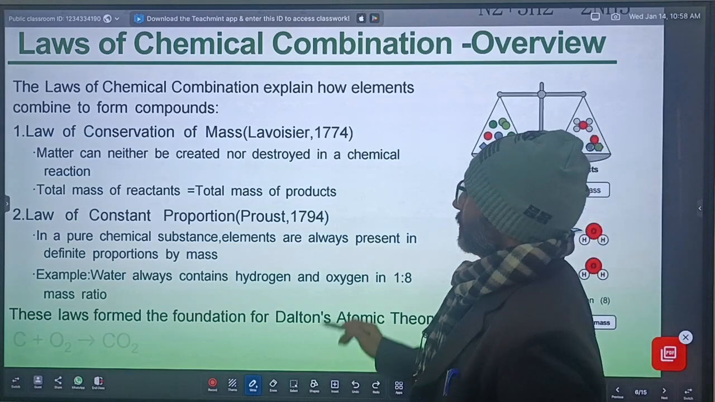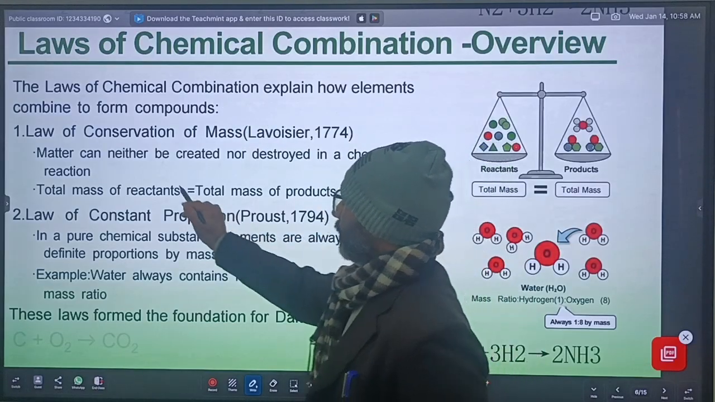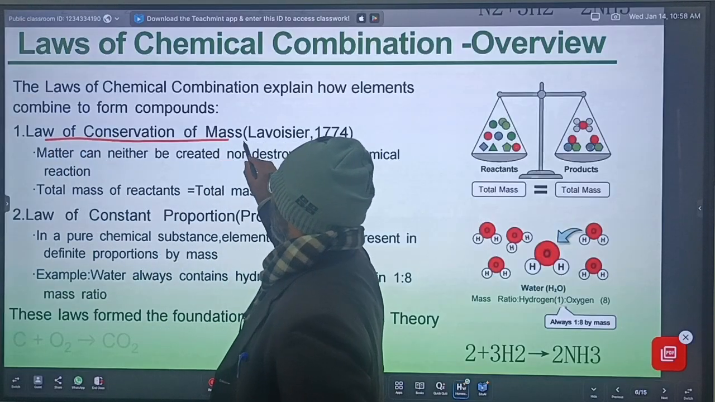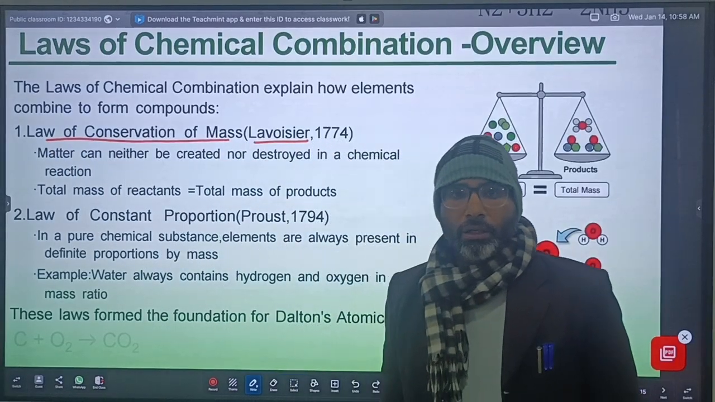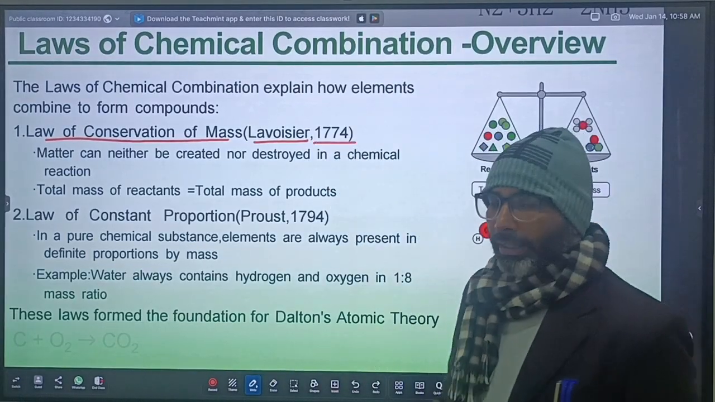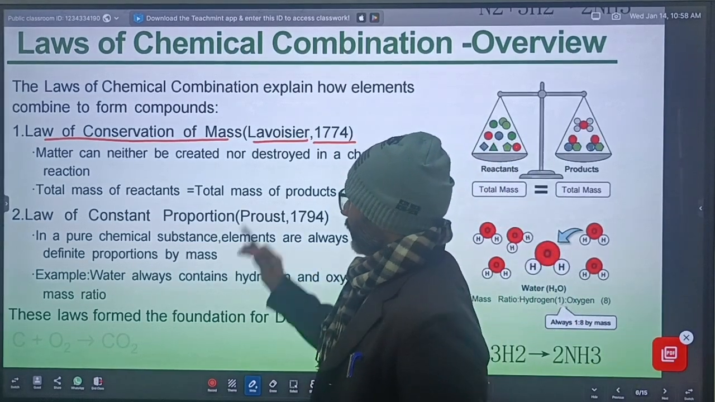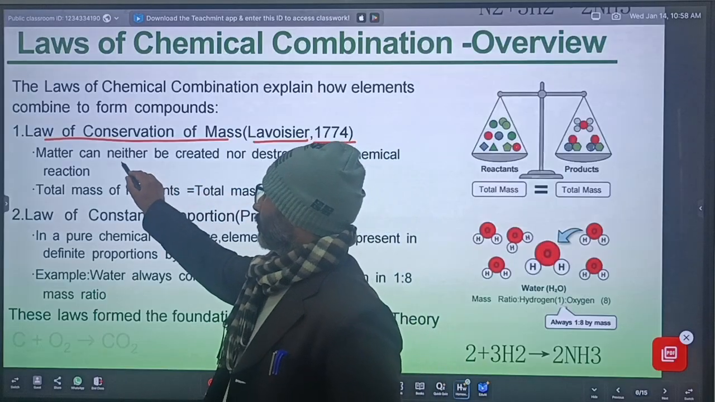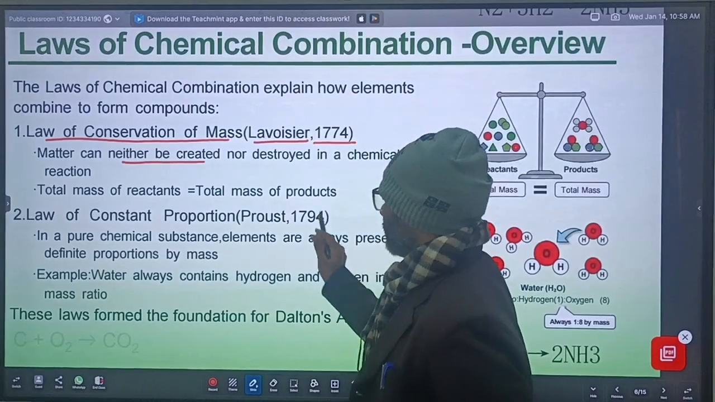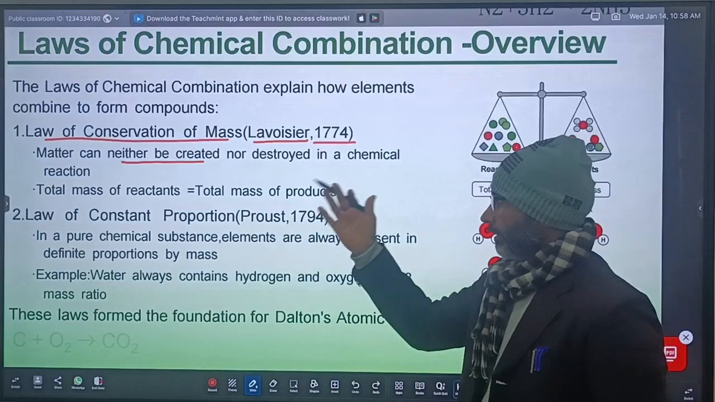Now we will discuss the laws of chemical combination. The overview: the first law is the law of conservation of mass, given by Antoine Lavoisier in 1774. Antoine Lavoisier is also known as the father of chemistry. This law is also known as the law of indestructibility of matter.